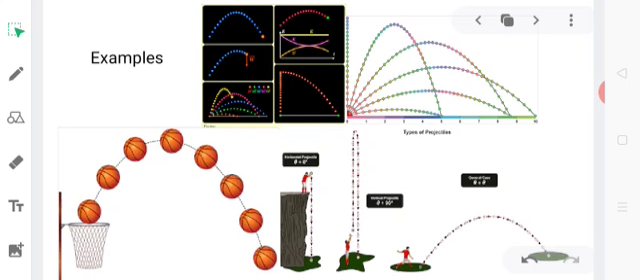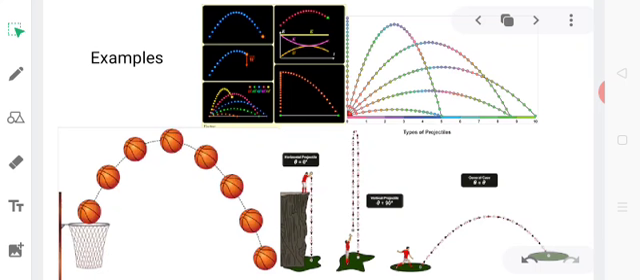In all these examples, we find that a projectile moves under the combined effect of two velocities. Number one, a uniform velocity in the horizontal direction, which would not change provided there is no air resistance. Second, a uniformly changing velocity, that is increasing or decreasing in the vertical direction due to gravity. These two perpendicular velocities have no effect on each other.